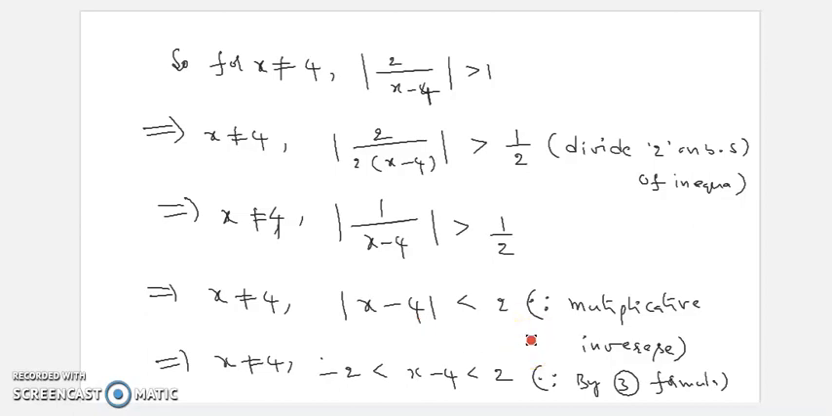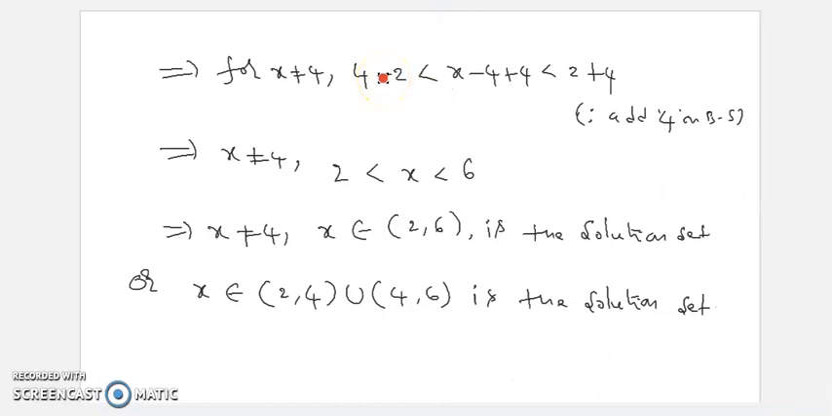we have the sign reversed. That's why in the above step greater than is there, and in this step we have less than, means for the multiplicative inverse the sign is also changed. That implies x not equal to 4, minus 2 less than x minus 4 less than 2 by using the third formula.